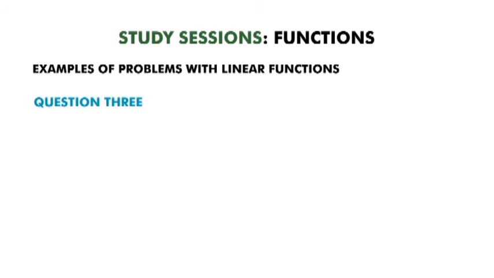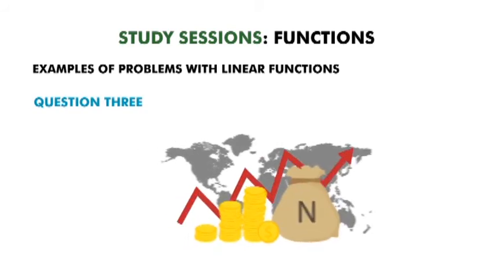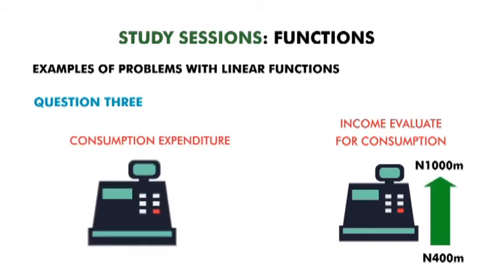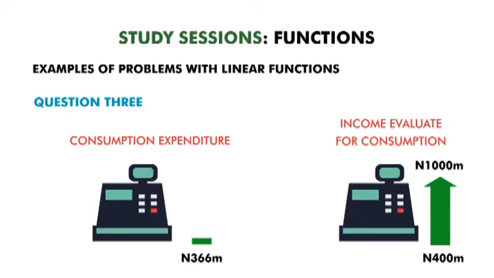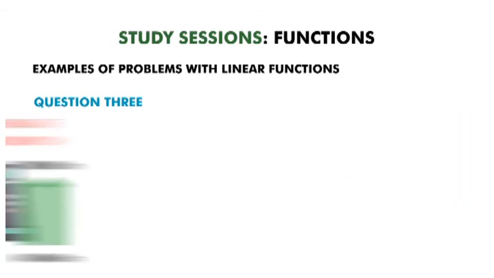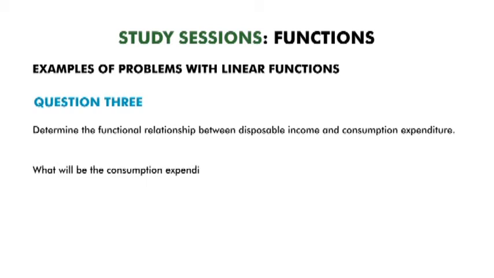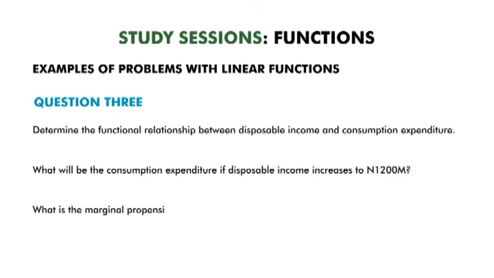Question 3. In a certain economy, when income available for consumption rose from 400 million naira to 1,000 million naira, consumption expenditure also rose from 366 million naira to 900 million naira. Determine the functional relationship between disposable income and consumption expenditure. What will be the consumption expenditure if disposable income increases to 1,200 million naira? What is the marginal propensity to consume?